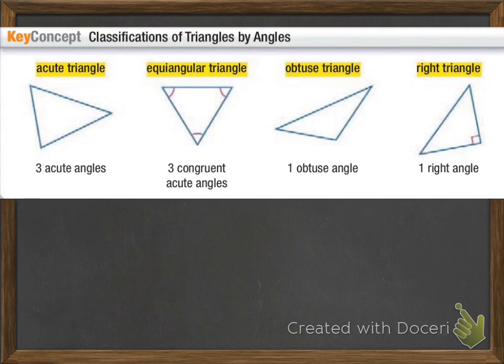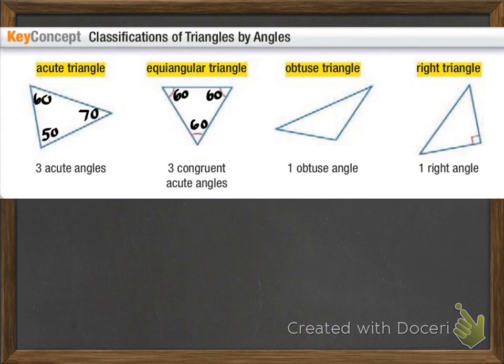All of the angles in an acute triangle are acute. For instance, we know the angles inside a triangle have to add up to 180 degrees. So you might have one that's 50, one that's 70, one that's 60. All acute angles, so we have an acute triangle. Equiangular triangle, a tongue twister there, has 3 congruent acute angles. The only measure that can be within an equiangular triangle is 60, because if they're broken up evenly, 180 divided by 3 is 60, so it would be a 60, 60, 60 degree triangle.